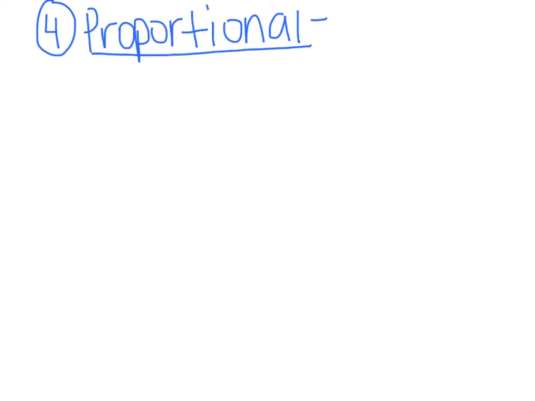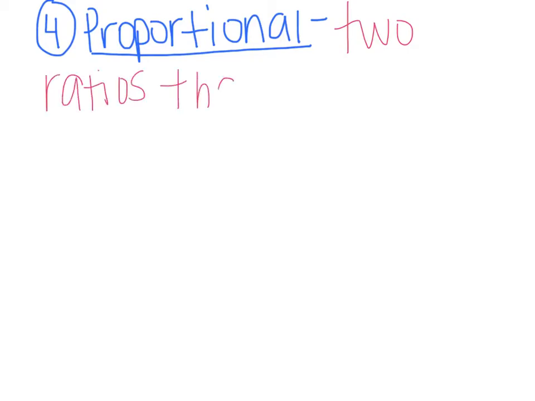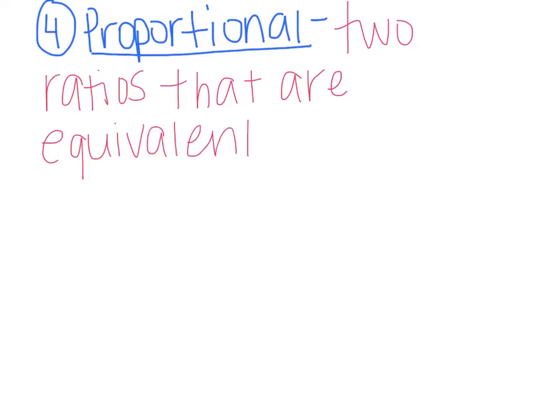Our last definition is proportional, and proportional is two ratios that are equivalent. So if something is proportional, it's two ratios that when they are reduced, they are equivalent. Now let's look at some examples.